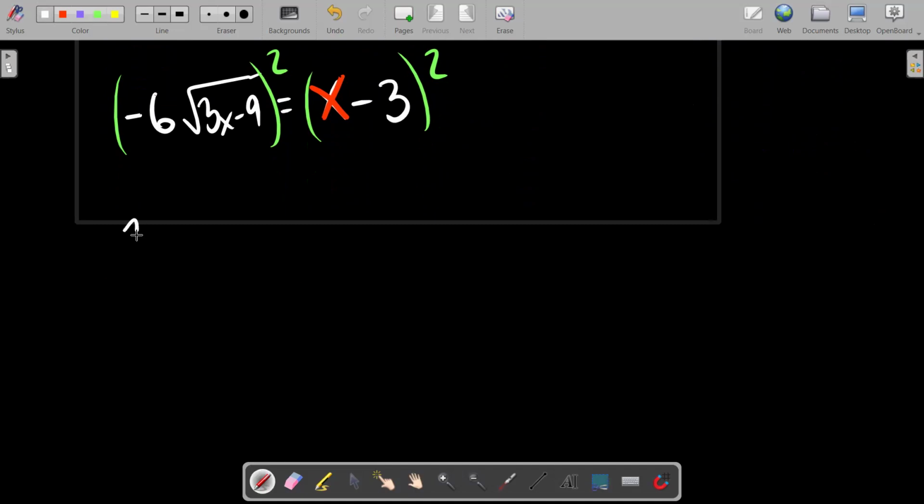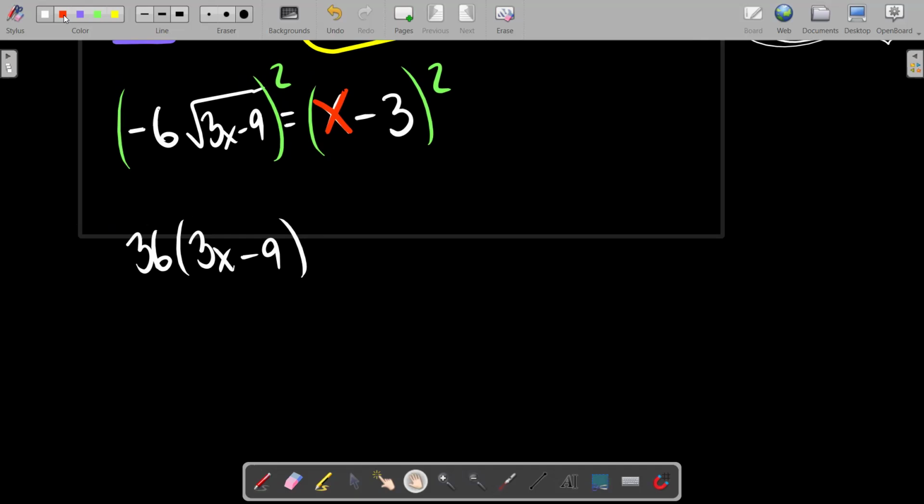The left side will equal 36 times the quantity of 3x minus 9. There are 2 parts, and they both get squared by that green exponent. So the exponent says I shall square that guy, and I shall also square that guy. Okay.